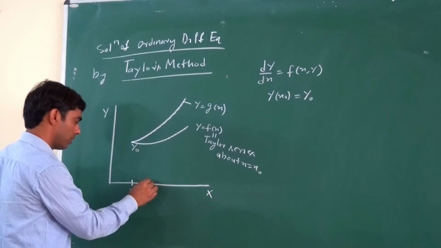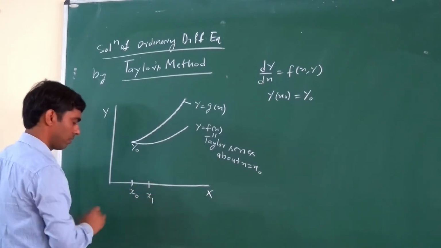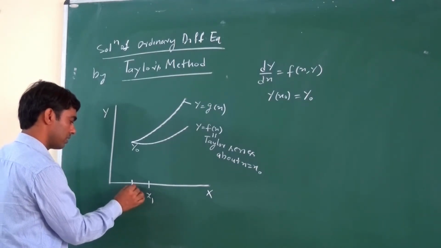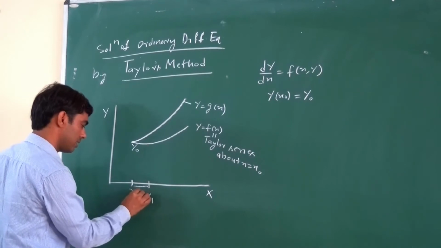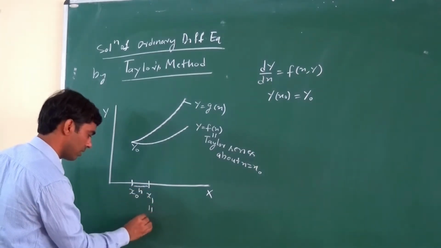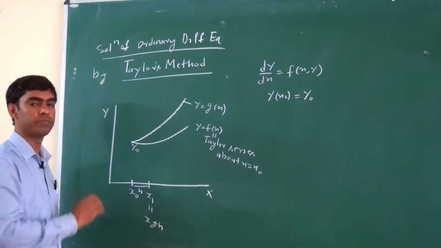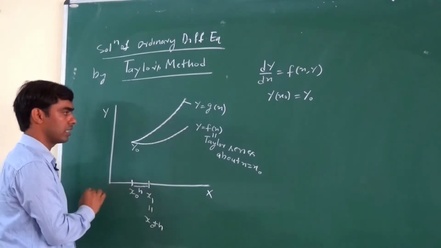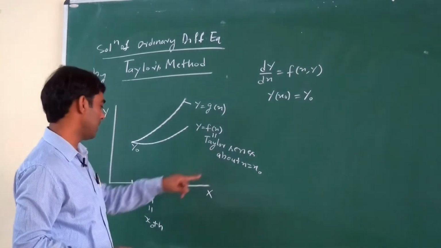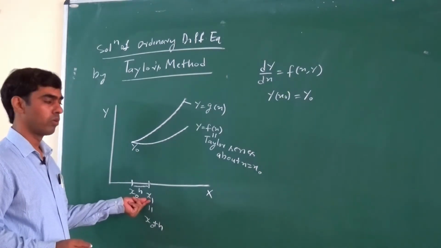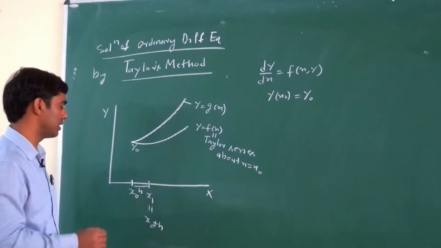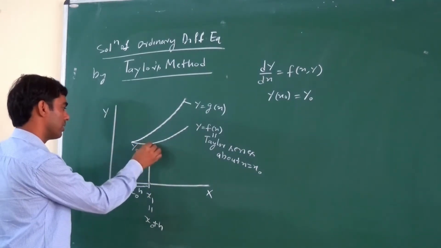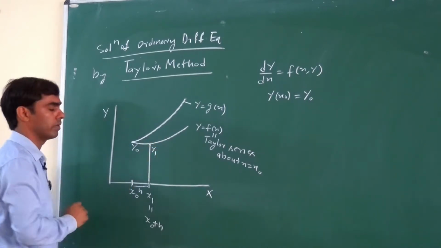Now at x = x1, suppose these values have equal class interval, meaning the difference between them is h, so x1 = x0 + h. At this point, in the Taylor series expansion, we put x = x1. Once we put x = x1 in the Taylor series expansion, we find the value of y1.